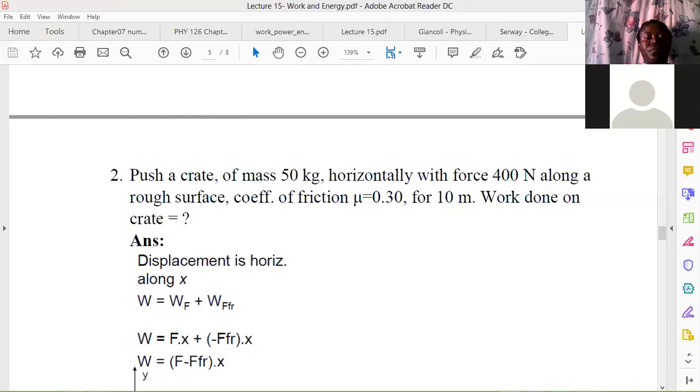Okay, so for example, here we have you push a crate of mass 50 kilogram horizontally with a force equals to 400 Newton along a rough surface with a friction coefficient of 0.30, and then it makes a displacement of 30 meter. Okay, how much work done on the crate?